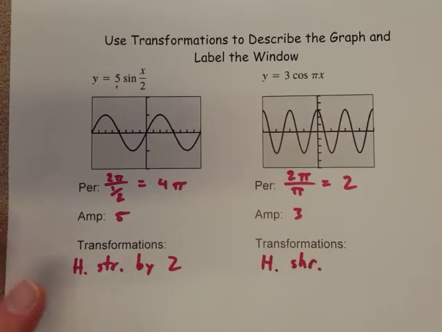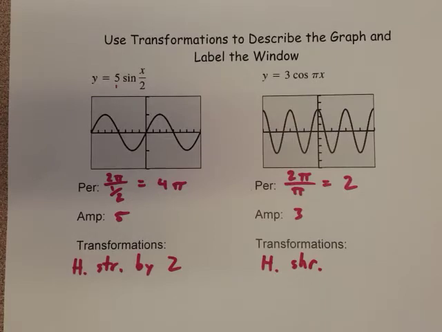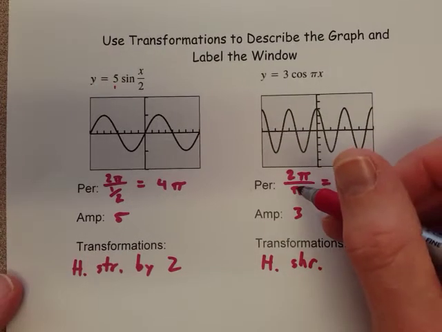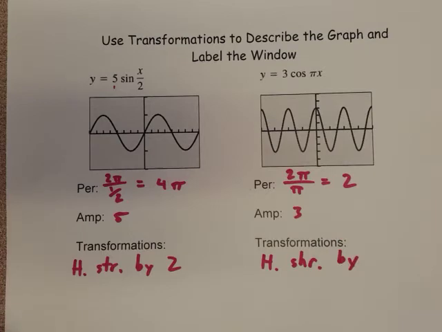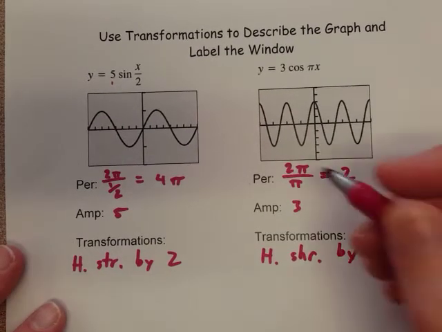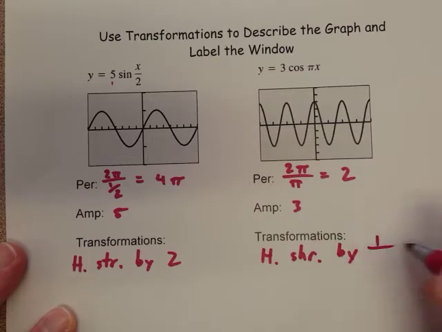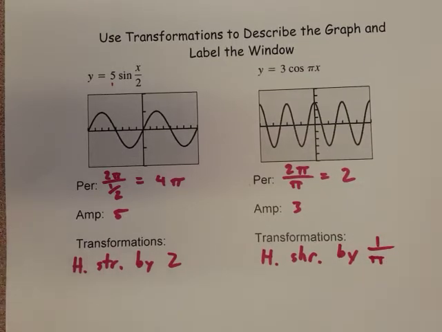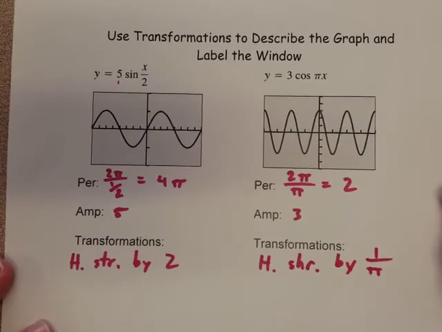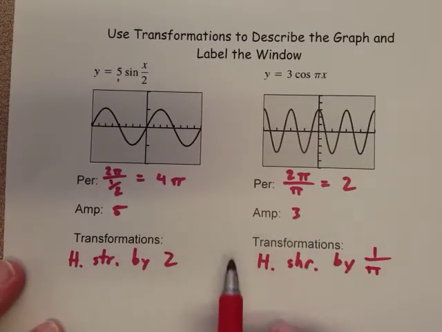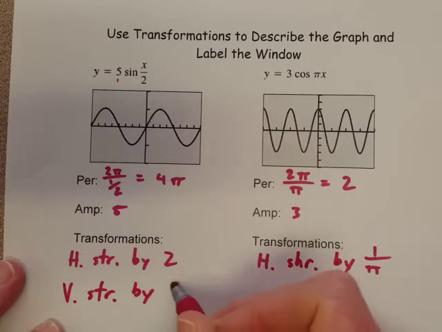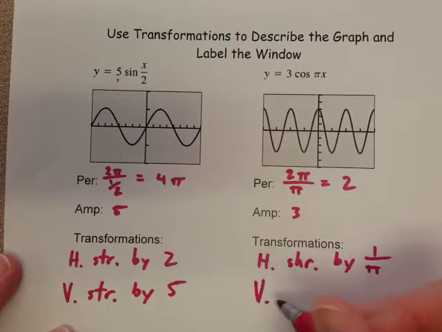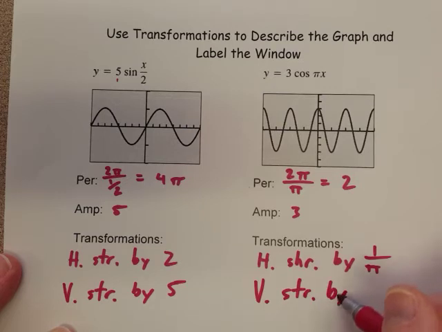But as far as the factor goes, it's just basically going to be whatever we're dividing by, pi. It's not going to be pi, because if the factor was a number larger than 1, then we'd be talking about a stretch. So if it's related to pi but it's not pi, then it's going to be the reciprocal of that, 1 over pi, as far as describing that factor. The other thing is, with the amplitude in each one of these, this 5 means that it's a vertical stretch by a factor of 5. And the 3 means that it's a vertical stretch by a factor of 3. So we've got those things taken care of.